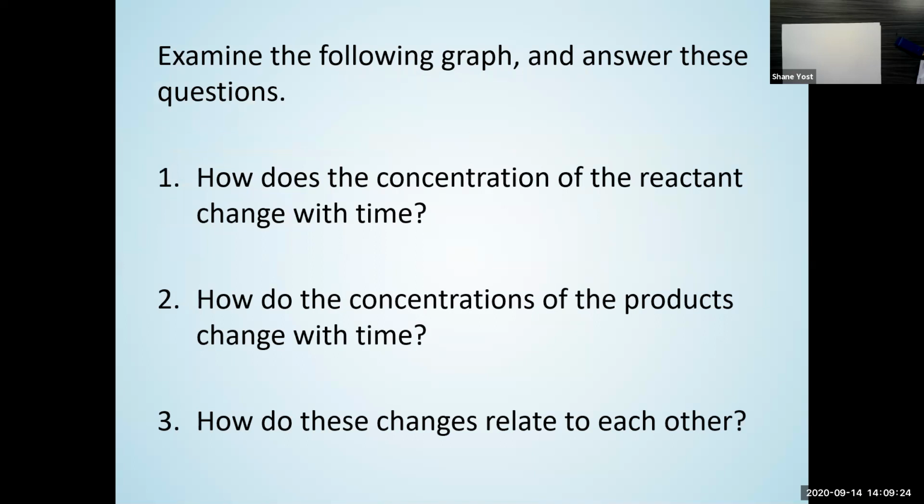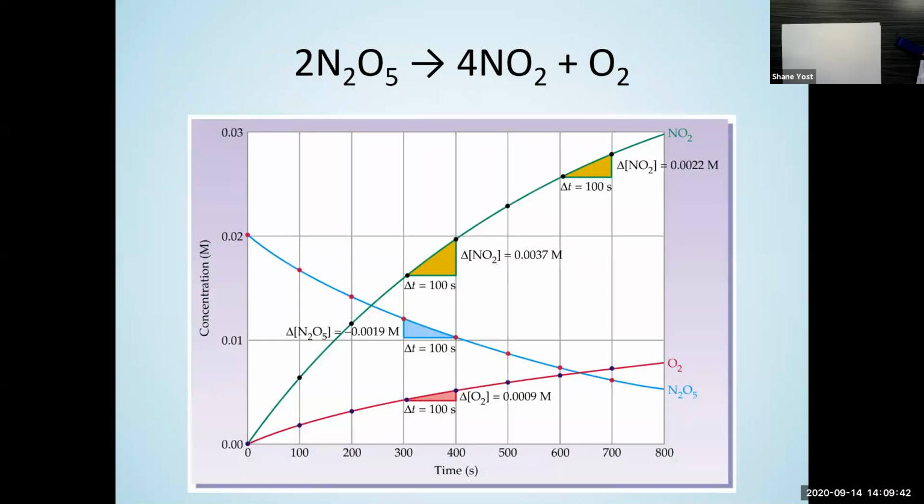So we're going to look at a graph, and we're going to answer these questions about how the concentration of reactant changes with time, how the concentration of products changes with time, and how these things relate to each other. So we have our overall chemical reaction here: 2 N2O5 going to 4 NO2 plus O2.